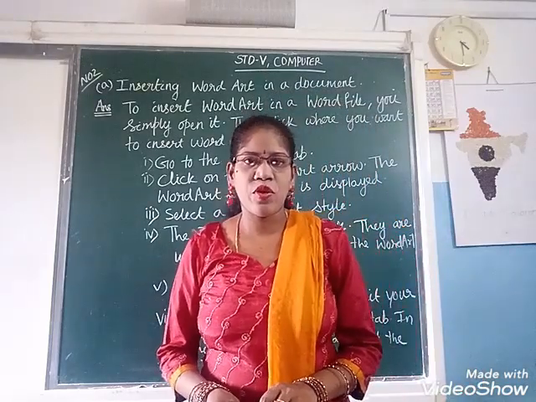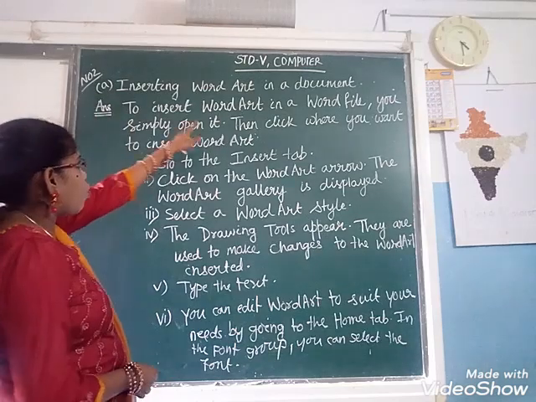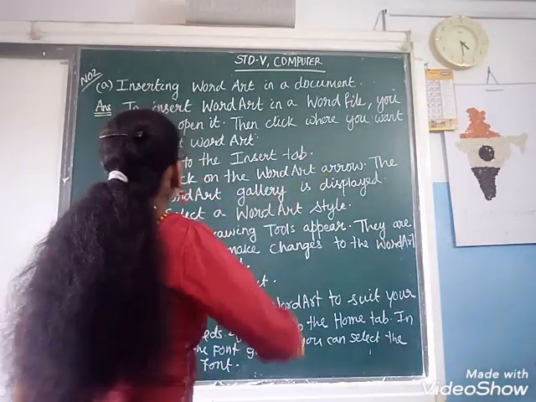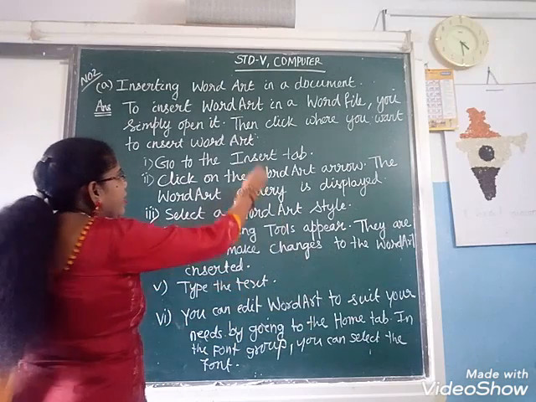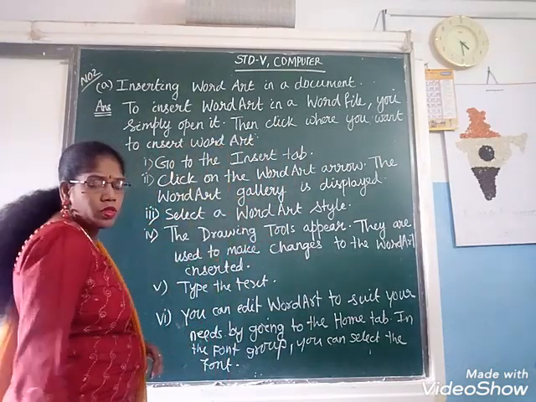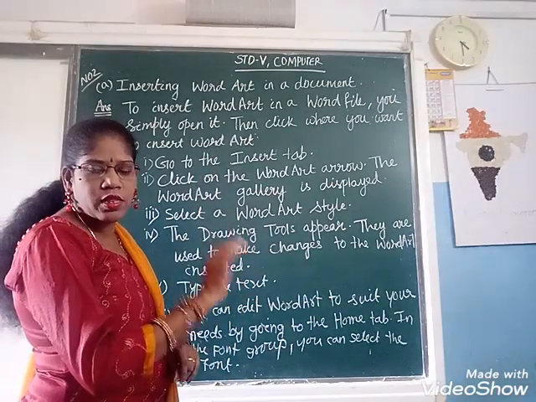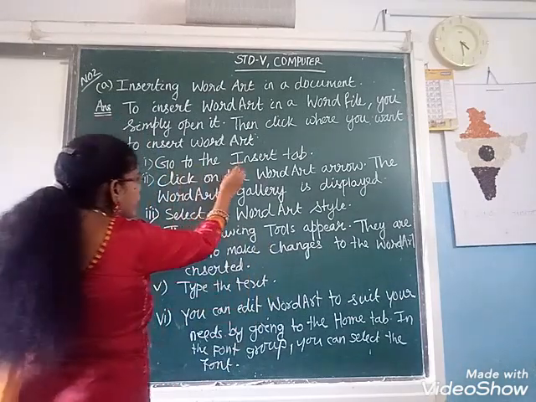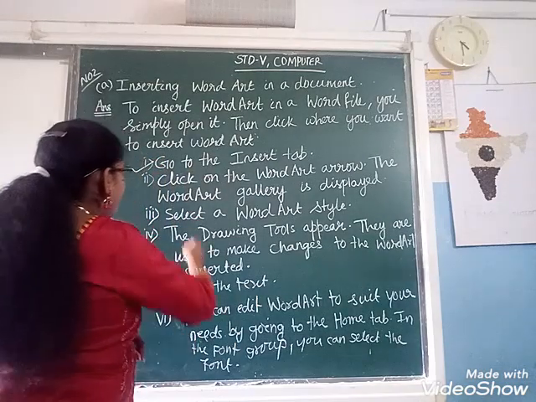I am reading out the answer for you. See, to insert word art in a Word file, meaning your document, you simply open your Word document. Then click where you want to insert word art. Wherever you want to insert the word art, you click on that place. Go to Insert tab. The first step is you have to go to Insert tab.